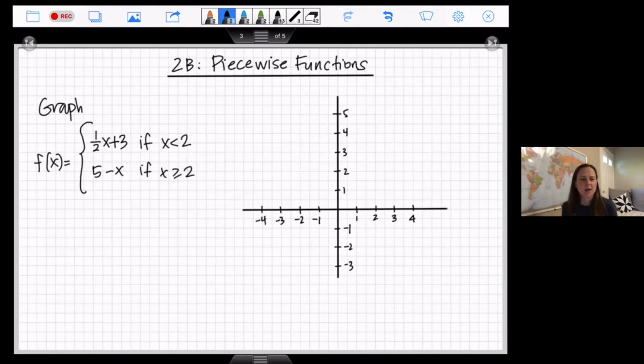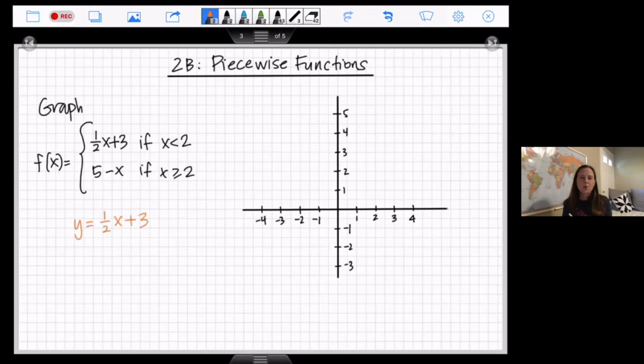F of x equals 1/2 x plus 3 if x is less than 2, and 5 minus x if x is greater than or equal to 2. All right, so I'm going to graph both of those parts of the function as if they're not in a piecewise function. Okay, so I'm going to start off with 1/2 x plus 3, and I'm going to graph y equals 1/2 x plus 3.